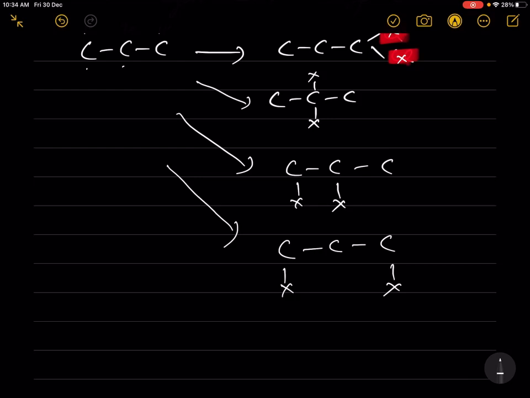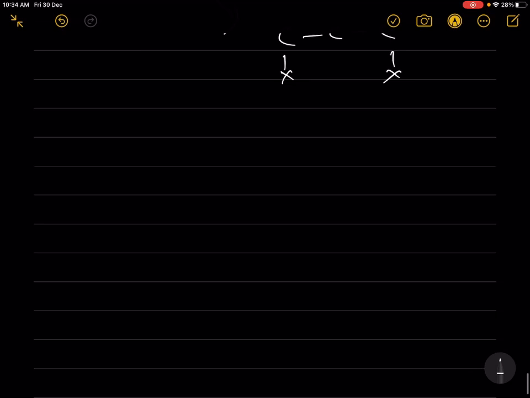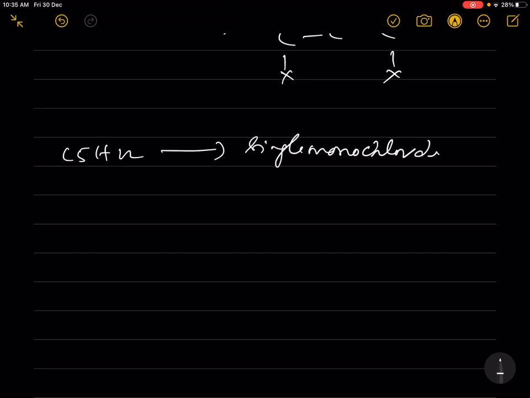Among the isomeric alkanes of molecular formula C5H12, identify the one that on photochemical chlorination gives a single monochloro derivative. So C5H12 means you will get 8 types of monochloro derivatives.